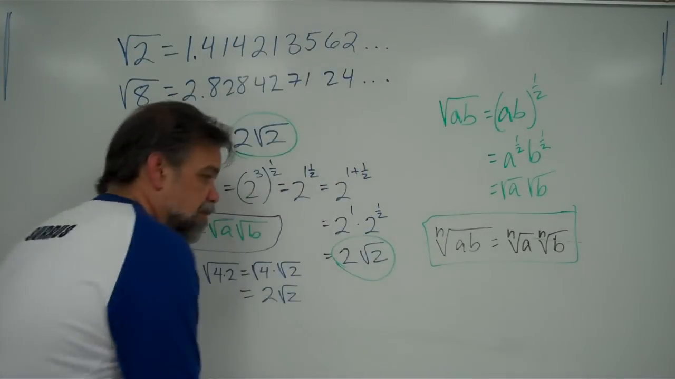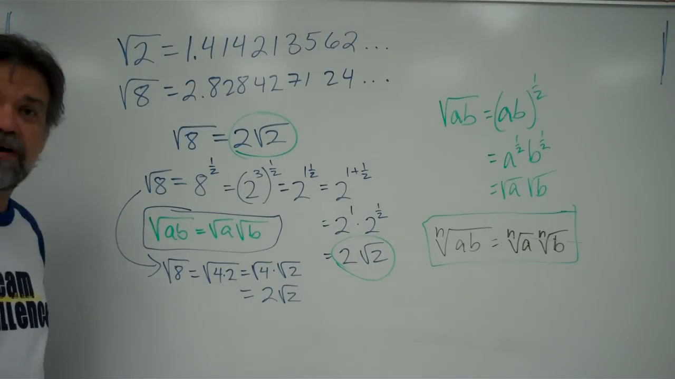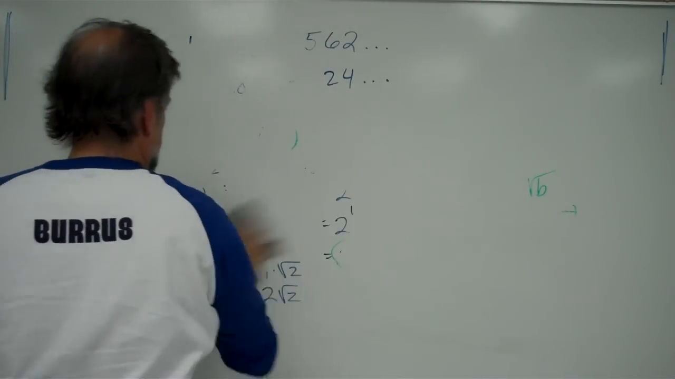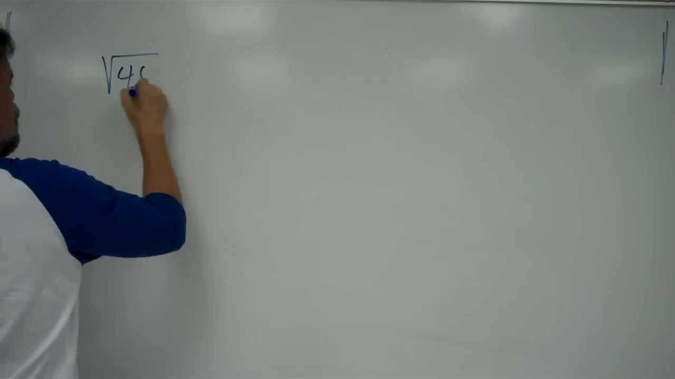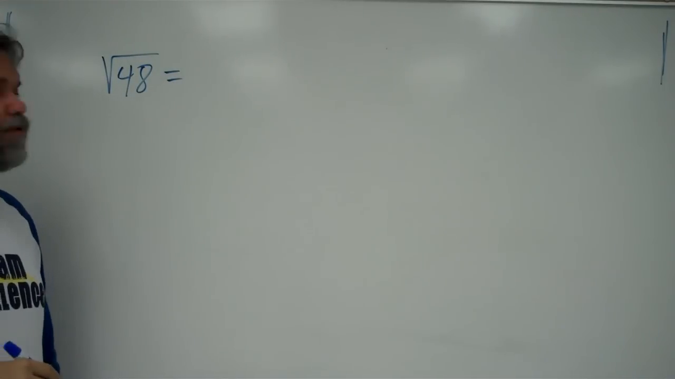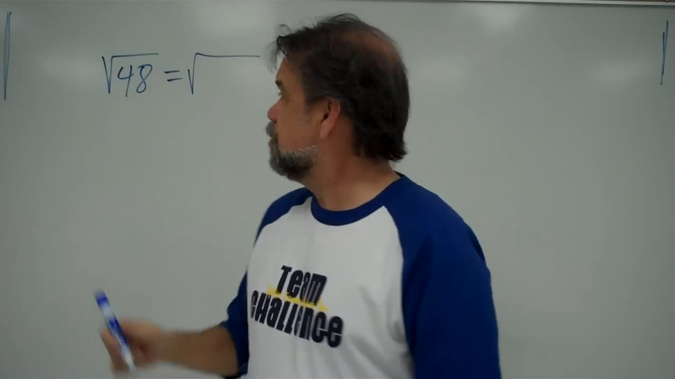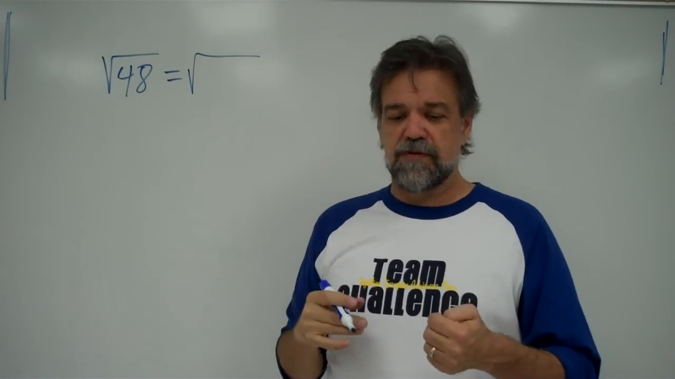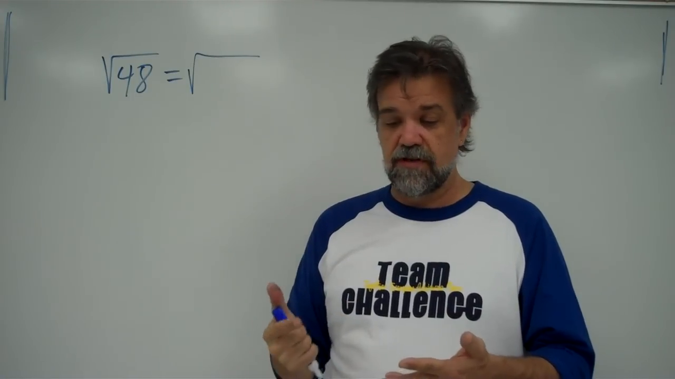Okay, so how can we use this? Well, let's simplify some more square roots. Let's look at the square root of 48. What is the square root of 48? Well, a really easy way to do this is to look at 48 and say, are there any perfect squares that go into 48? Well, let's see. What are my perfect squares? There's 1, 4, 9, 16, 25, 36, 49, 64, 81.